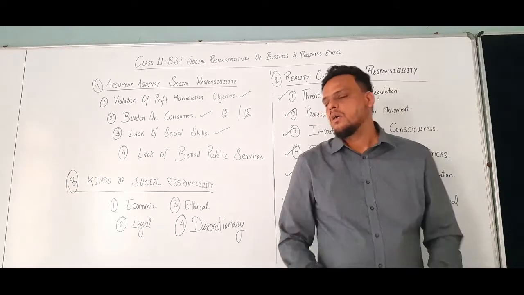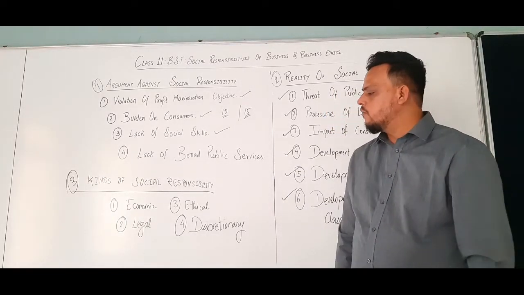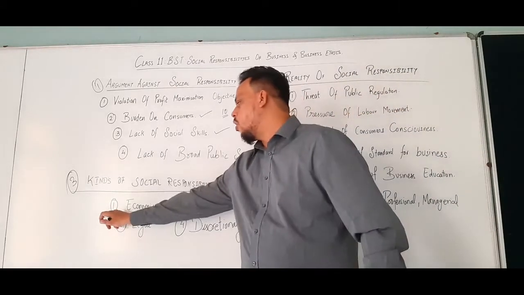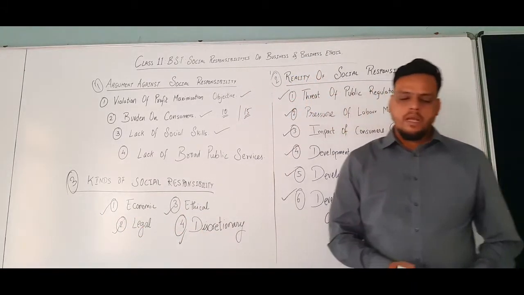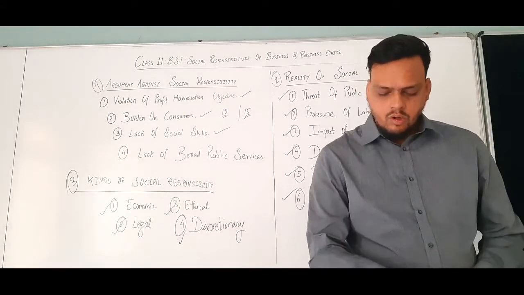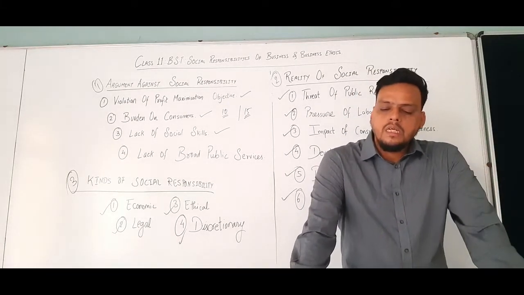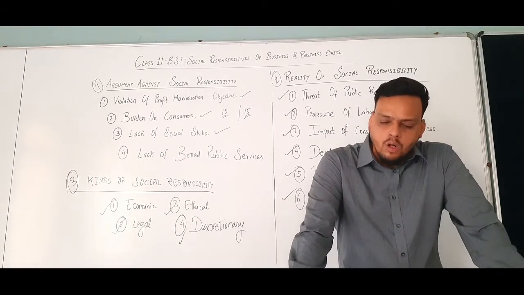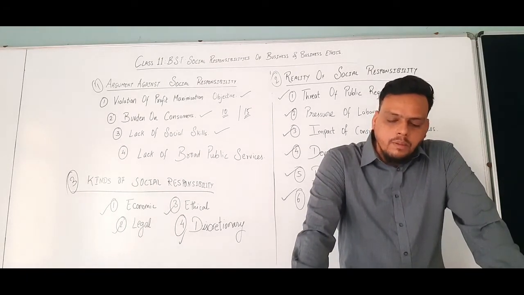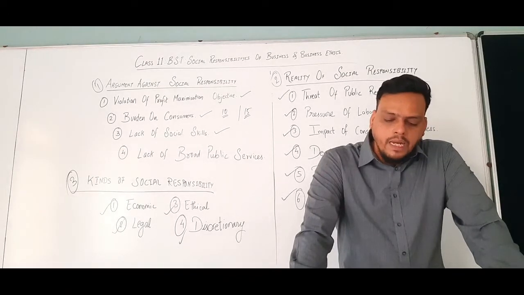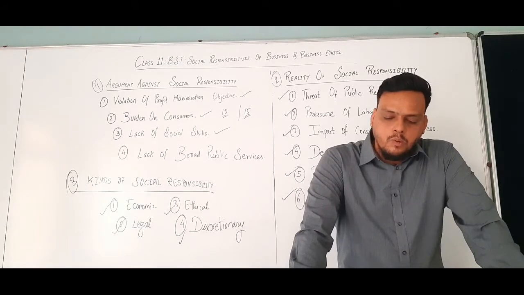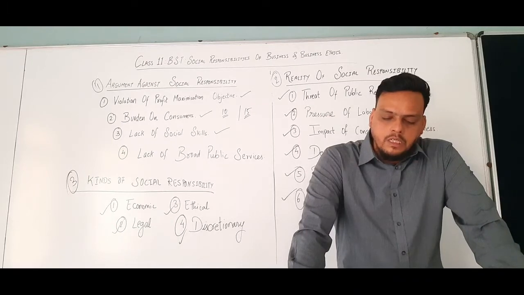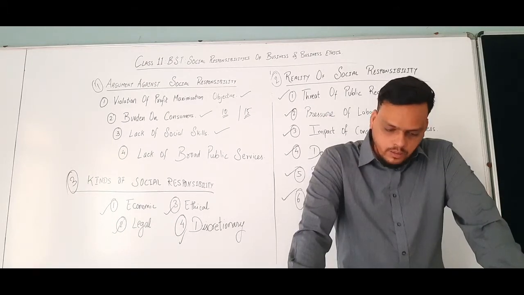Next point is kinds of social responsibilities. We have 4 points: economic, legal, ethical, and discretionary. This is an easy concept. This concept says that you should think about responsibilities also. Here I have a concept. A business enterprise is basically an economic entity, therefore its primary social responsibility is to produce goods and services as per the need of the society and sell them at a profit.